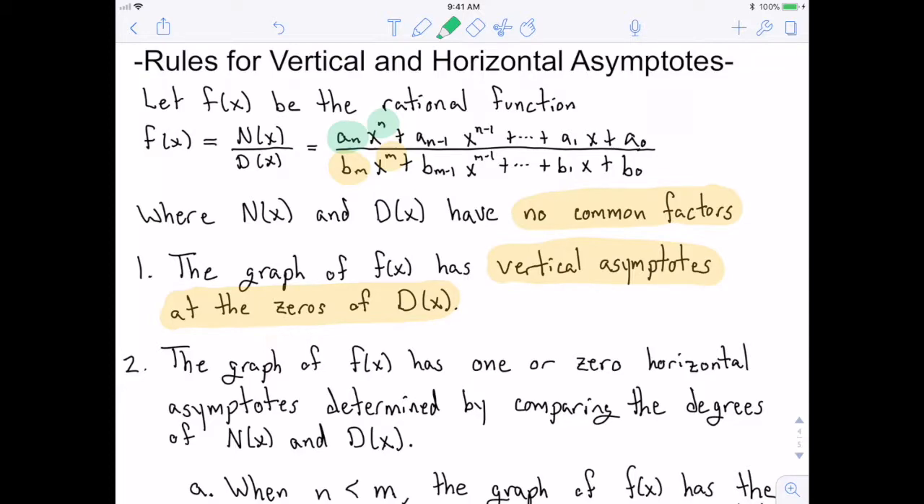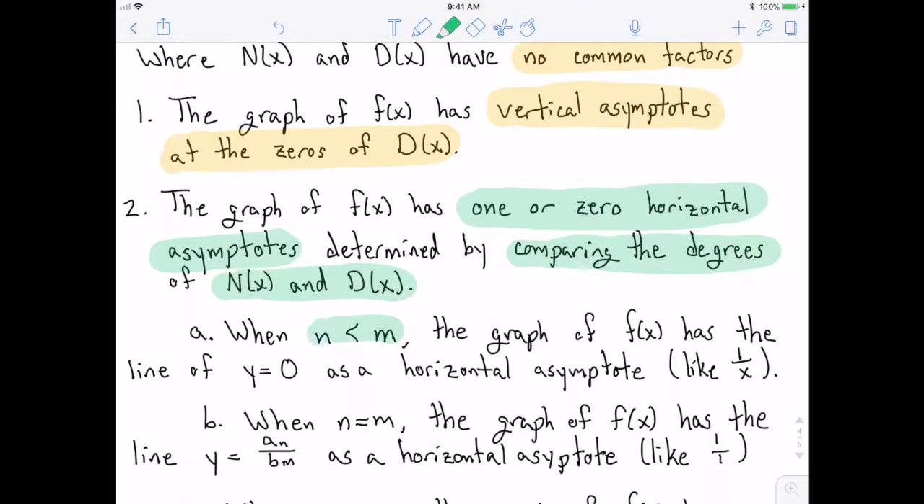On the other hand, our horizontal asymptotes are quite simple. F of x has 1 or 0 horizontal asymptotes, which we can determine by comparing the degrees of the numerator and the denominator. We check to see how n and m are related. Are they bigger, smaller, or equal? When the top degree is smaller than the bottom degree, then the graph of f of x has the line of y equals 0 as a horizontal asymptote. And this is just like 1 over x has this horizontal asymptote. So it doesn't matter how much bigger the denominator is, as long as m is some larger number, we'll always have the same asymptote, which is quite nice.